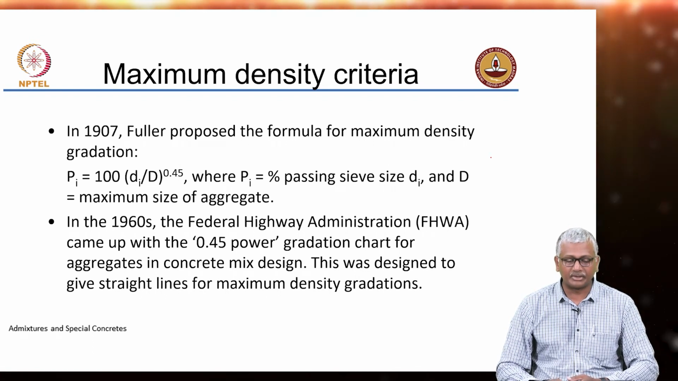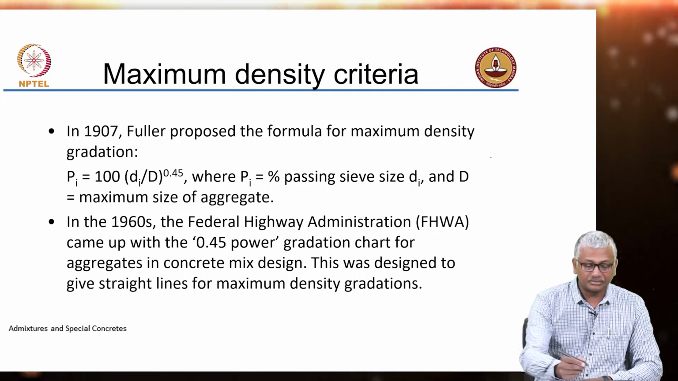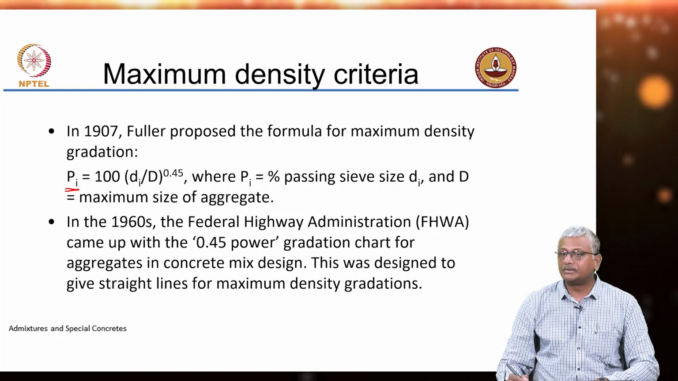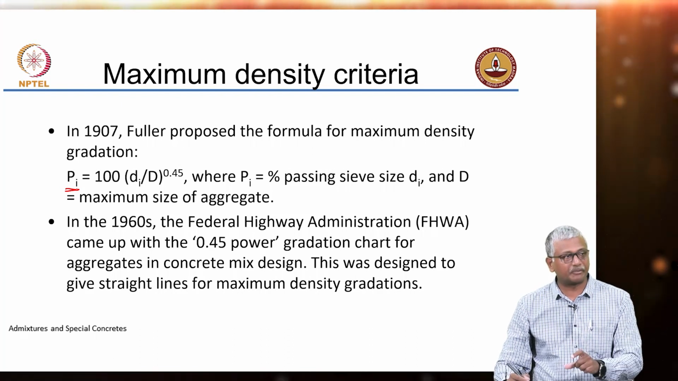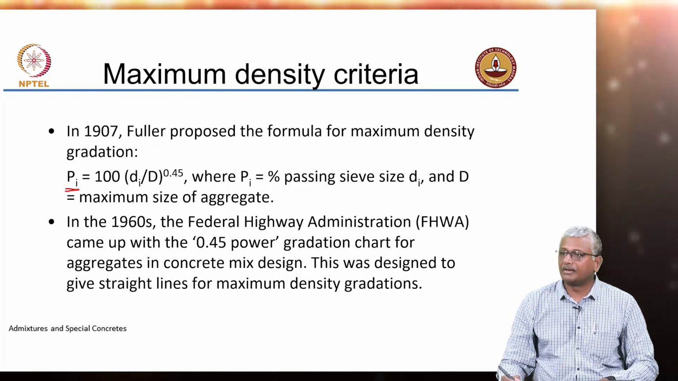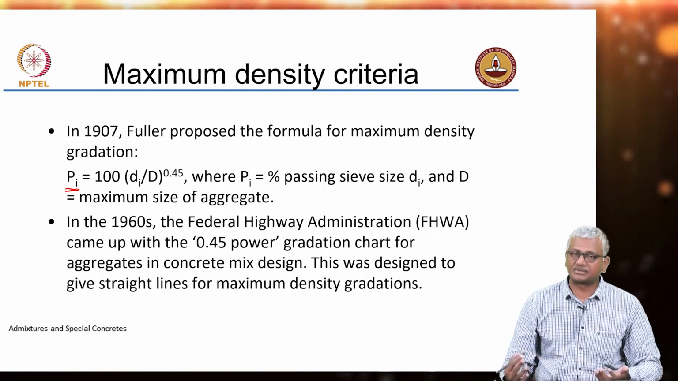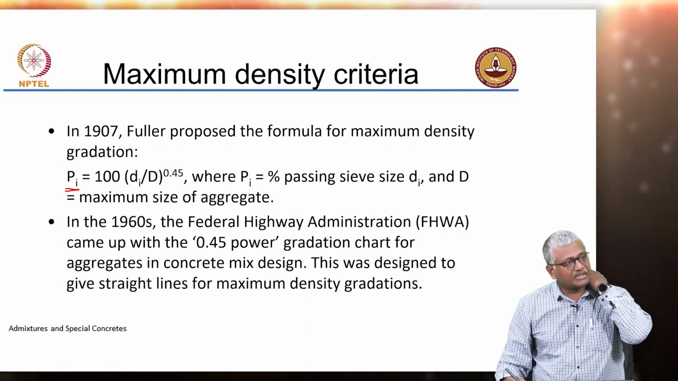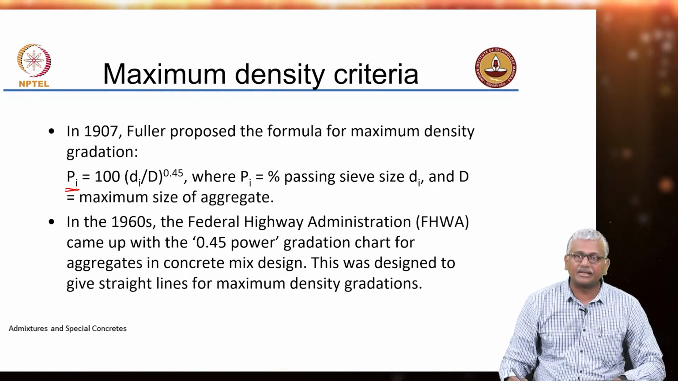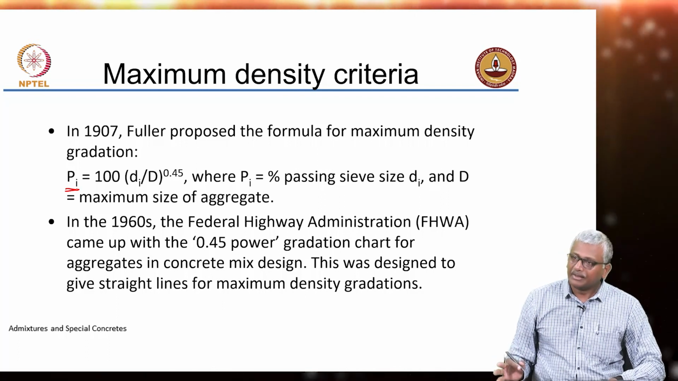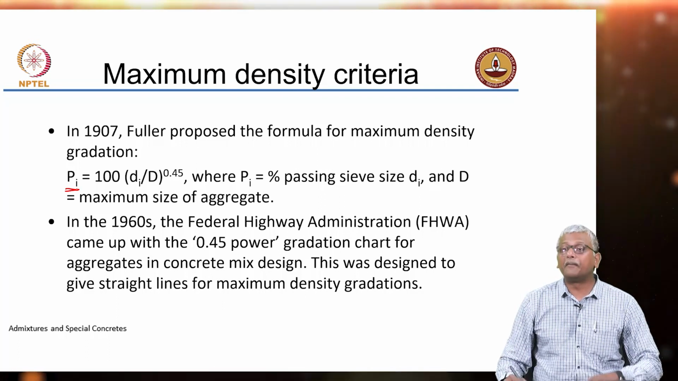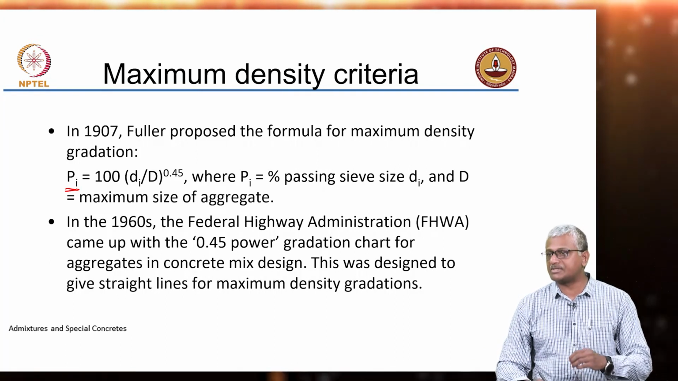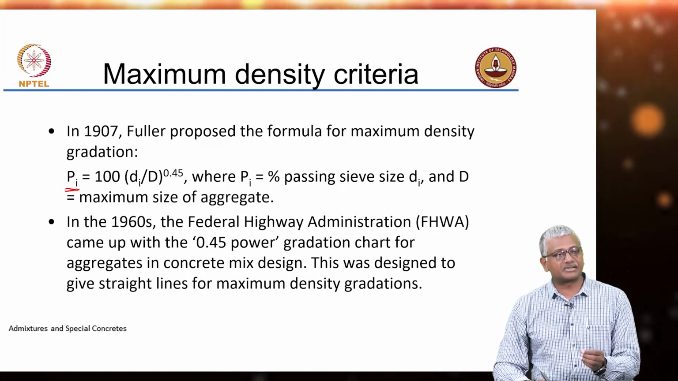This is the Fuller gradation curve, where the percentage finer than a particle size d is given as 100 into the specific particle size divided by maximum particle size, to the power of 0.45. And this 0.45 power rule simply got adopted for all concrete mix designs. It was earlier used for pavements, but later it was followed for all concrete mix designs and has been used ever since. We have not really revisited this aspect of packing that can be brought in when using aggregates of different types, especially when we start using filler materials inside the concrete.